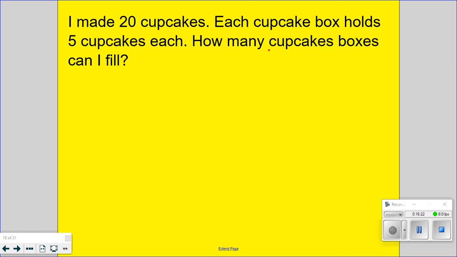We gotta look at that question portion. What could be my answer sentence? What could be my answer sentence, Jalen? I can fill blank cupcakes. Yeah, Jalen just used the words. I can fill blank cupcake boxes. Write it.